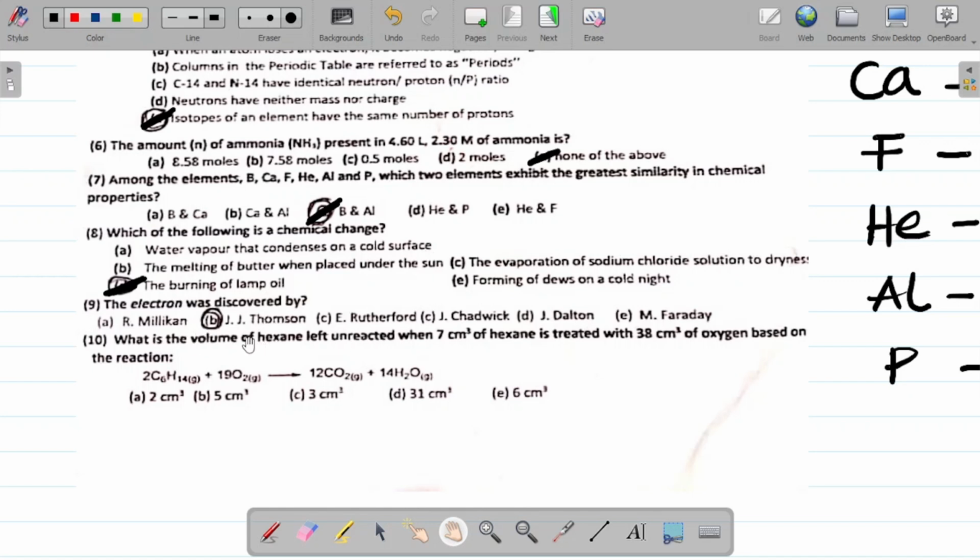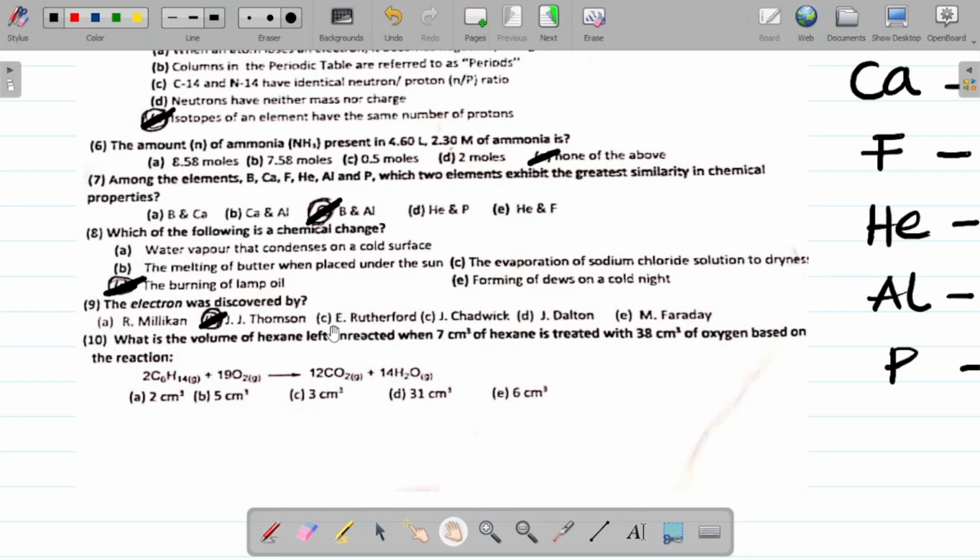Okay, let me help you out with this. The first one you have here is Millikan, which is Robert Millikan. He discovered the mass slash charge of an electron using his oil drop experiment. So that was not him. J.J. Thomson was the man that discovered electron, actually by using the cathode ray experiment. So the answer is J.J. Thomson. I'll just highlight the other ones here.